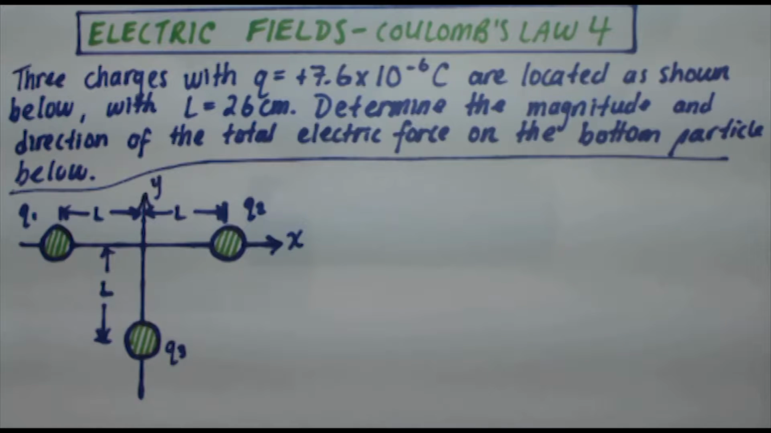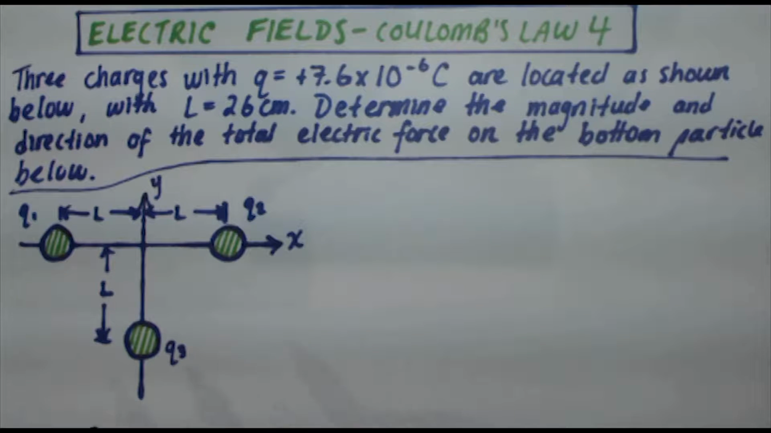Hey guys, let's do another Coulomb's law problem. Three charges with Q equals positive 7.6 times 10 to the minus 6 coulombs are located as shown below, with L equal to 26 centimeters. Determine the magnitude and direction of the total electric force on the bottom particle below.